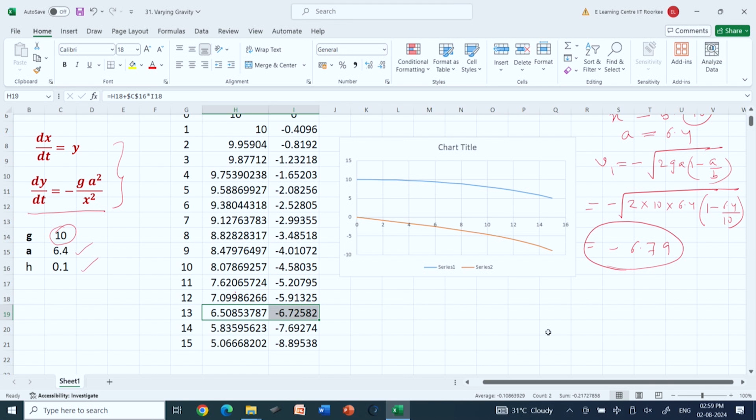So, summing up, we took a model with varying acceleration, we solved the equation analytically, and we got a relation between the velocity and the distance. Then we used the numerical solution using Microsoft Excel, and we have shown that it matches with our analytical calculation.